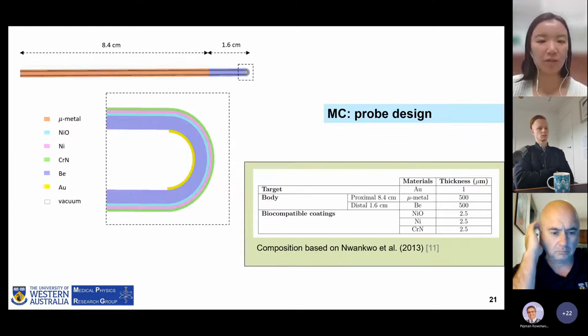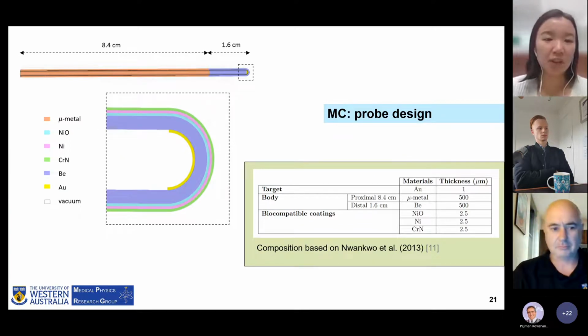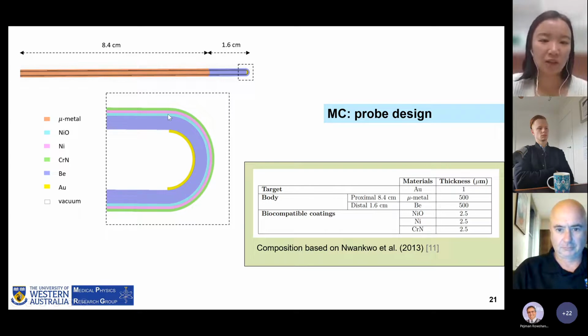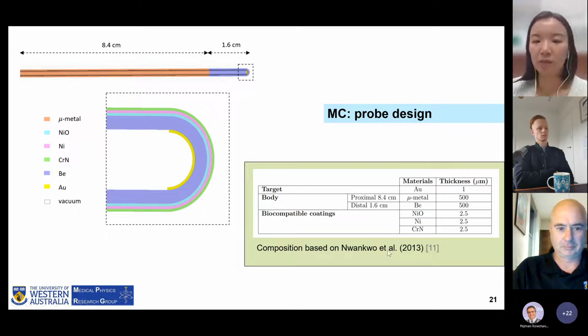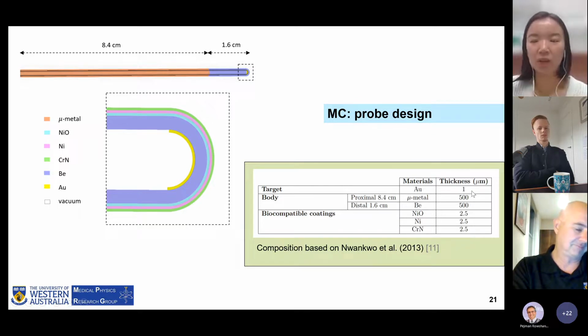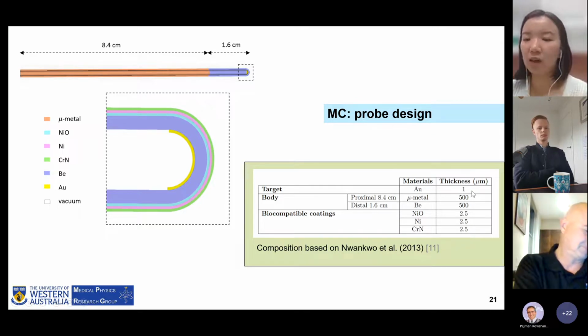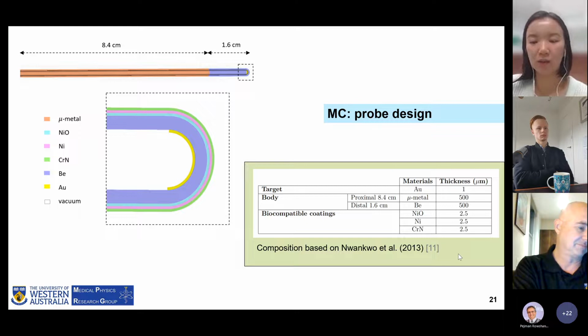Materials and method. This is the Monte Carlo design for the bare probe. As you can see, it has 3 coatings, so this image is not to scale. Nickel oxide, nickel, and chromium nitride on the outside of the probe. They're each 2.5 micrometers thick, and the gold target here is 1 micrometer thick. Some articles use a thickness of 0.5, but here we've used 1 micrometer thick according to Monco et al.